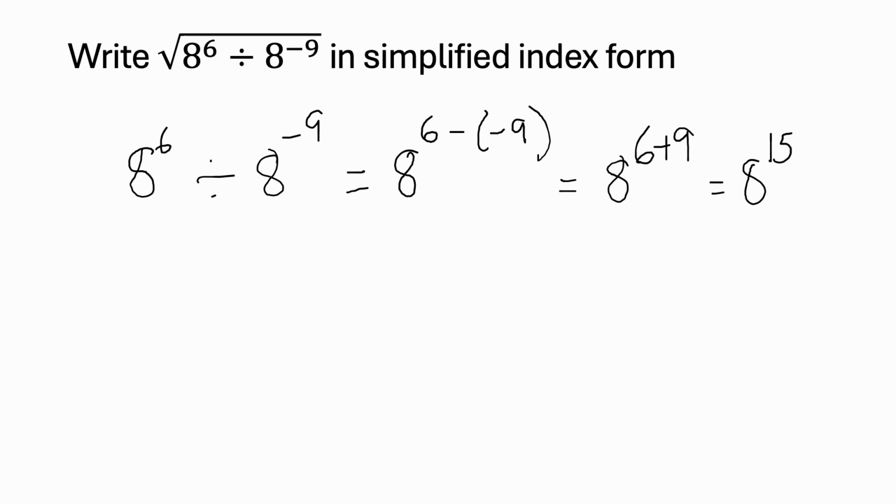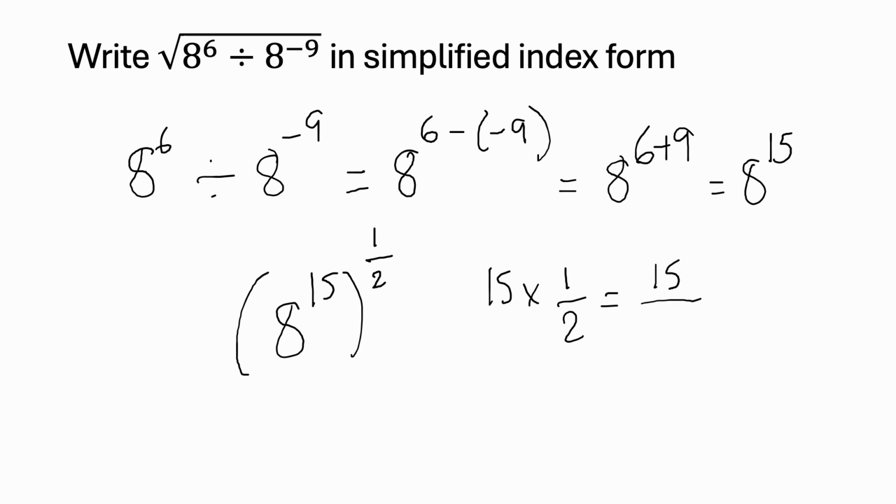But hold on a second, we're not done because we've got this square root. Square root in powers is a half. So essentially we have something like this. When we see the brackets, we are raising a power to another, so that means we multiply the powers together. So we do 15 times by half, which is just the same thing as saying 15 over 2. So our answer in index form is going to be 15 over 2.